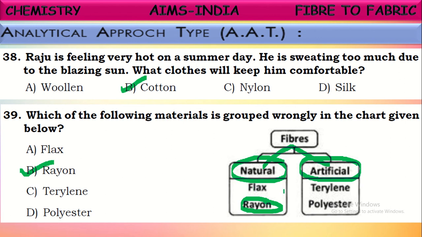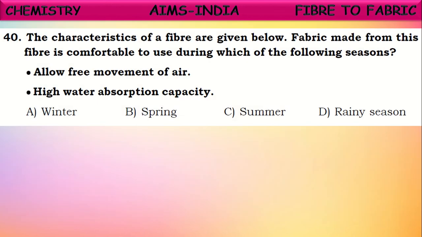Remaining, if you observe, flax is a natural fiber, it is correctly matched. And artificial fibers, terylene and polyester, these two are artificial fibers only. These all are correct except rayon. Rayon is artificial fiber, not a natural fiber. Okay, next, the characteristics of a fiber are given below.